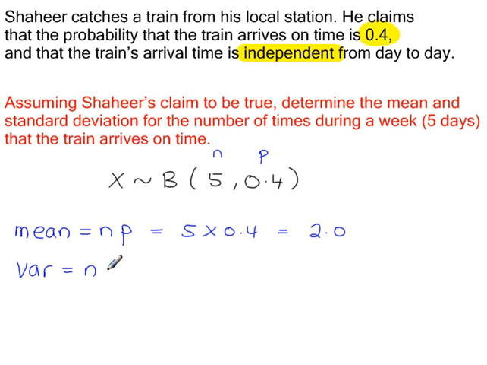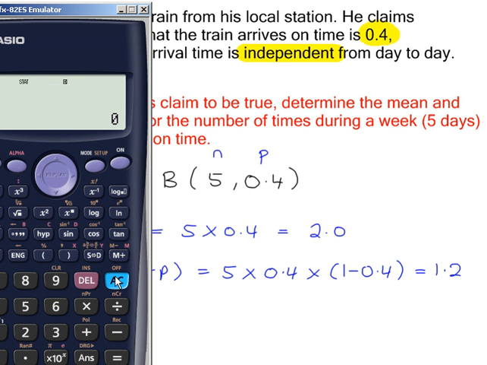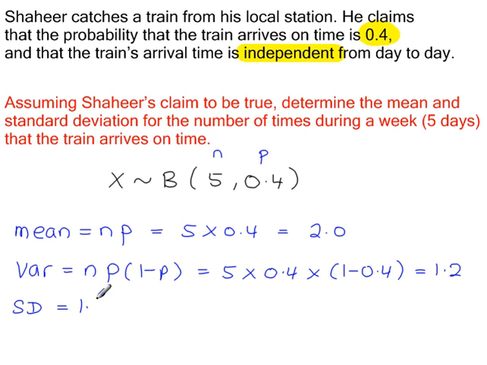The variance is equal to n times p times 1 minus p. So that's 5 times p, which is 0.4, times 1 minus p. That gives a variance of 1.2. So the standard deviation, which is the square root of the variance, square root of 1.2, gives you 1.1. So the standard deviation is equal to 1.1.